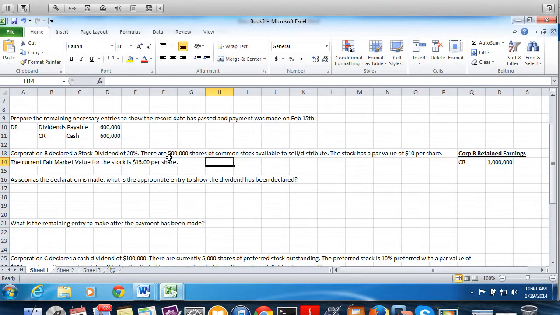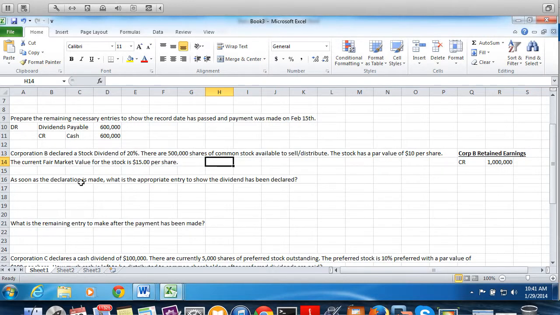So if I have 20% of 500,000, that's 100,000 shares. Okay, so if I have 100,000 shares, I want to see, if I sold that in the marketplace, how much cash would I be getting for that? So what's the cash value of the shares that I'm giving away?